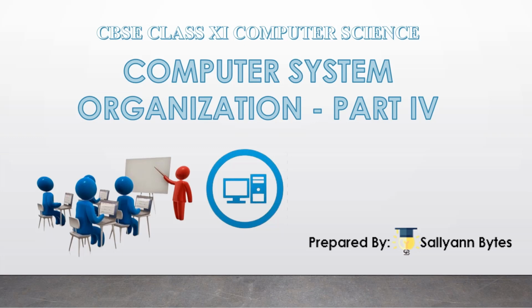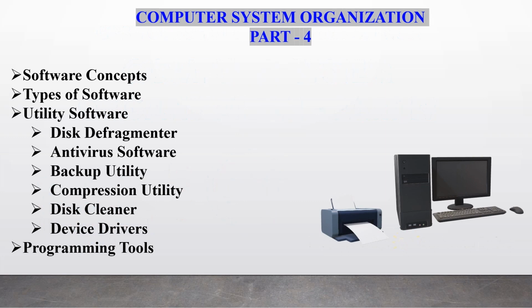Today, I am here to teach Chapter 1, Computer System Organization, Part 4, for the Class 11 students of Computer Science. In this video, we are going to cover the concatenation of software concepts, types of software, utility software, disk defragmenter, antivirus software, backup utility, compression utility, disk cleaner, device drivers and programming tools. So let's dive in and get started.